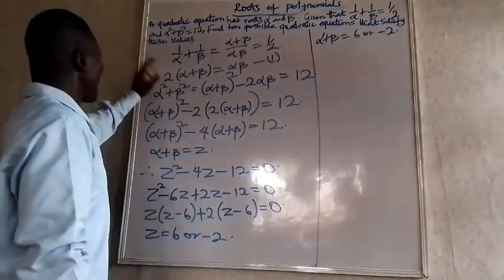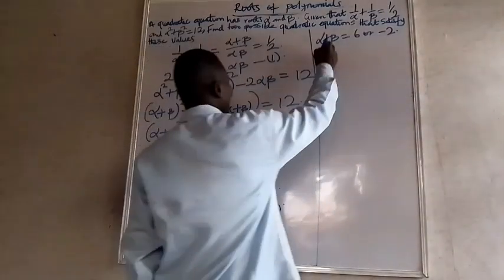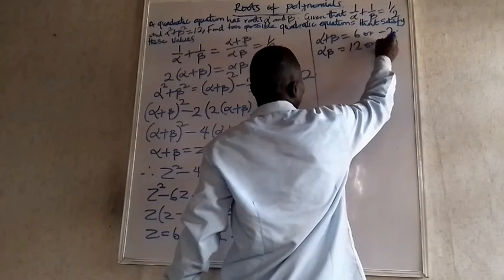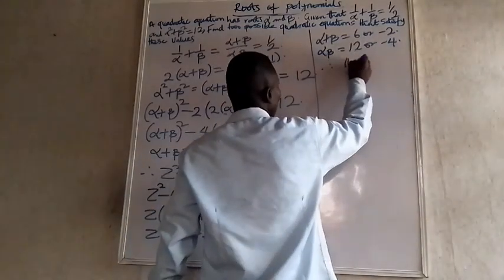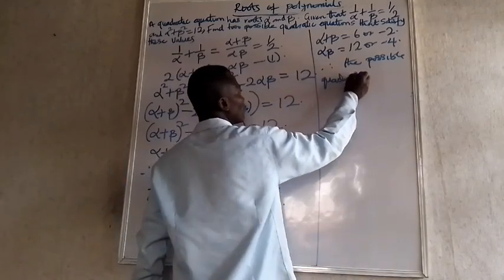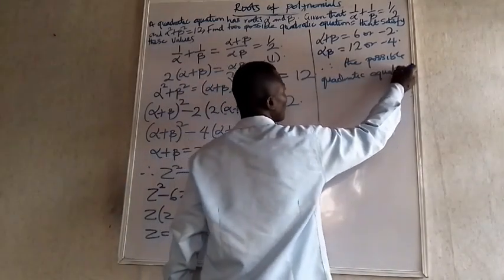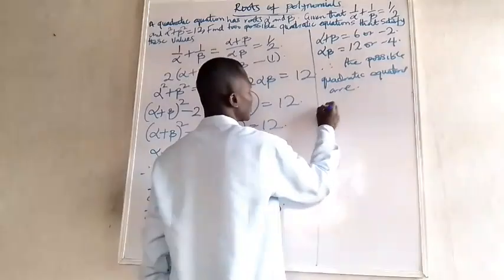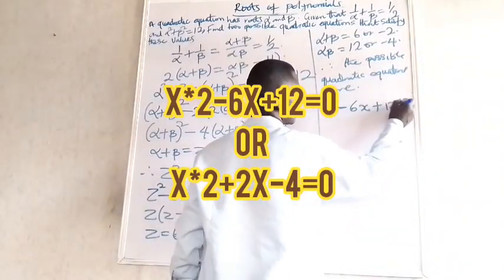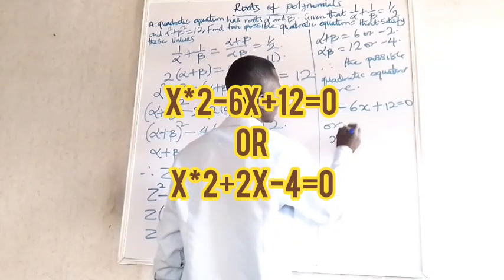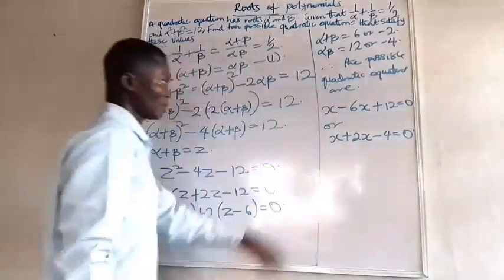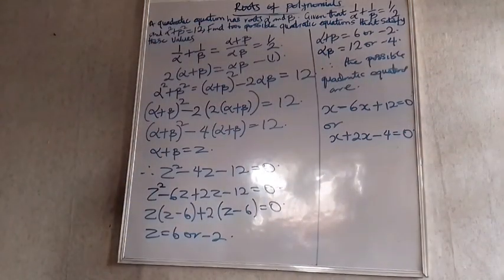And we know the relationship between alpha plus beta and alpha beta. So alpha beta is equal to 2 times this, which is 12 or minus 4. Therefore, possible quadratic equations are x squared minus 6x plus 12 equals 0, or x squared plus 2x minus 4 equals 0. So those are the 2 possible quadratic equations.